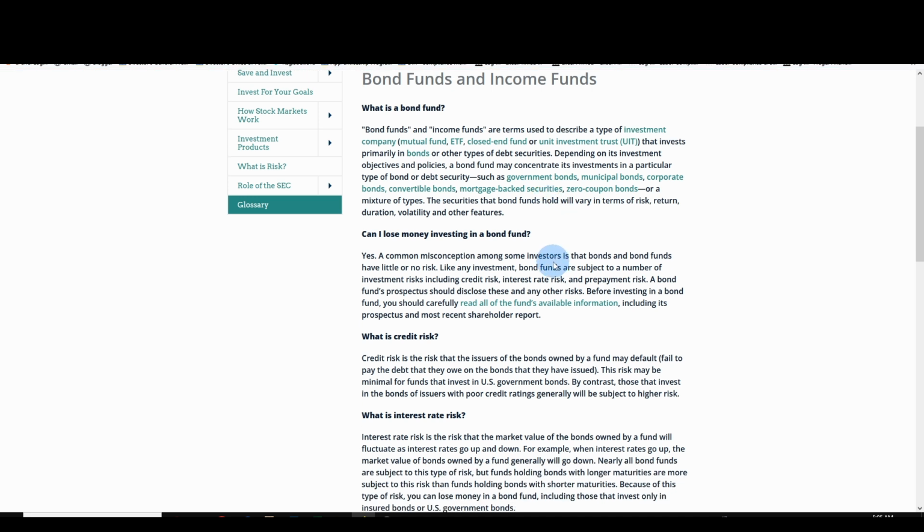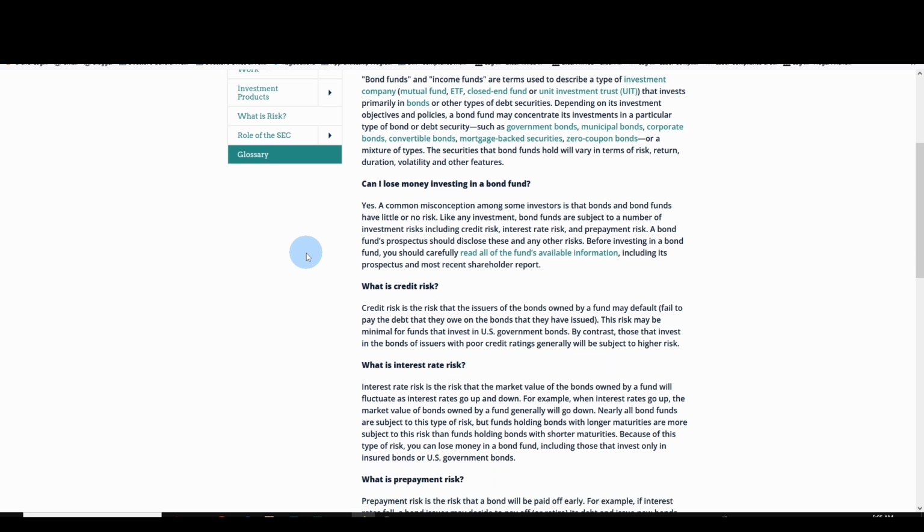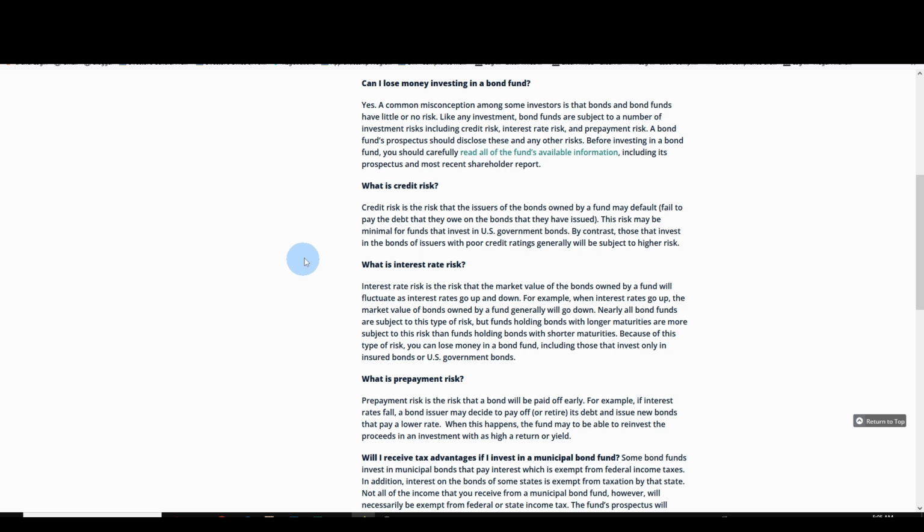Can I lose money investing in a bond fund? Yes. A common misconception among some investors is that bonds and bond funds have little or no risk. Like any investment, bond funds are subject to a number of investment risks, including credit risk, interest rate risk, and prepayment risk. A bond fund's prospectus should disclose these and any other risks. Before investing in a bond fund, you should carefully read all of the fund's available information, including its prospectus and most recent shareholder report.